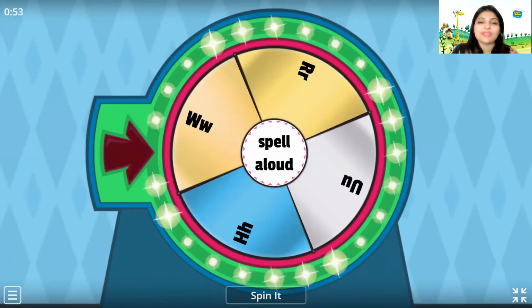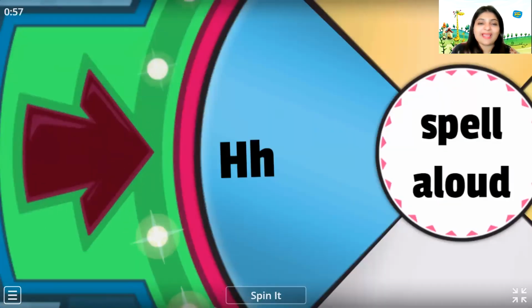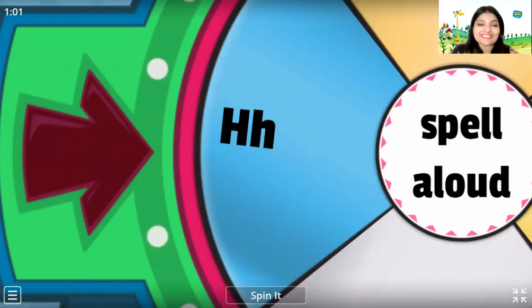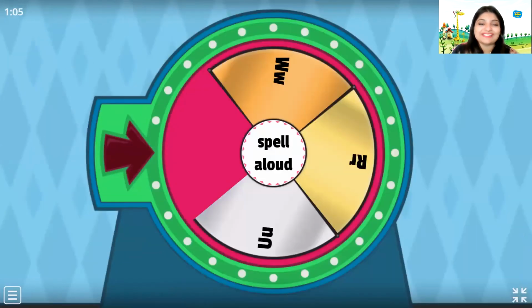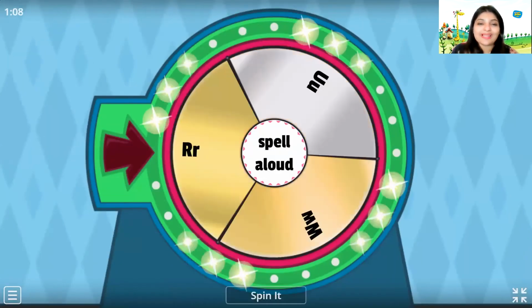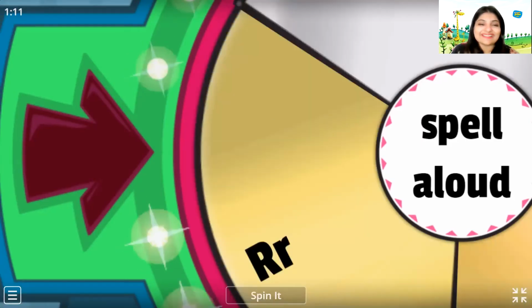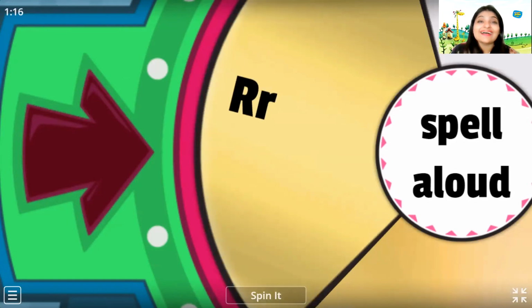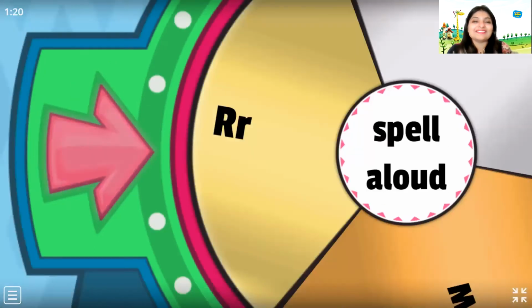Let us all spin the wheel again. And the wheel is stopping at the letter H. This is letter H. Very good. Let us all spin the wheel again. Which letter is this? This is letter R. You are absolutely right.